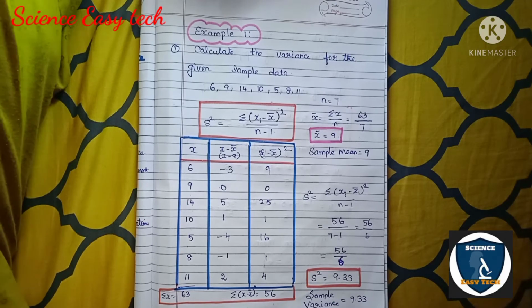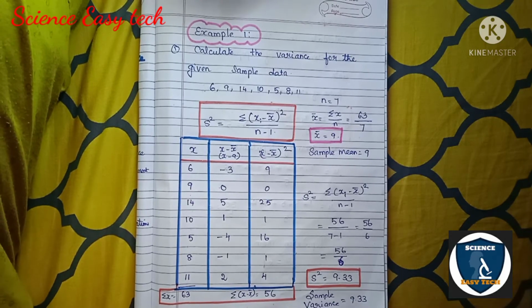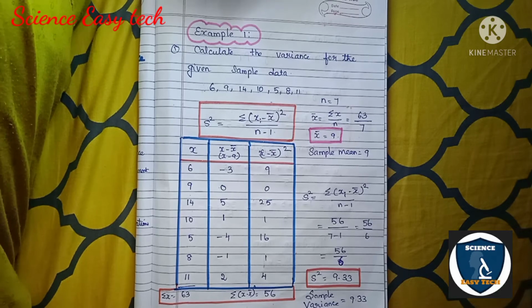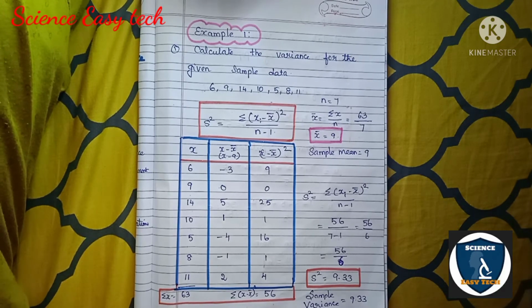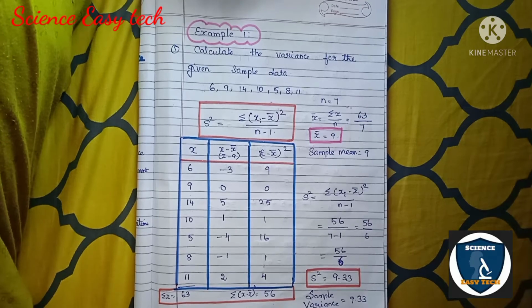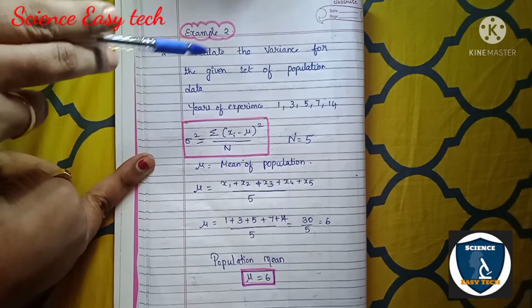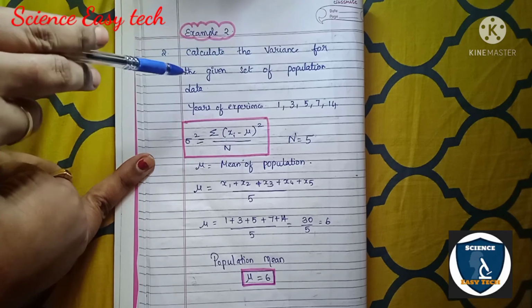So we have seen in this first example the variance for the sample data by using the formula s squared is equal to summation of (x minus x bar) whole squared divided by n minus 1. In my next example, I will be telling how to calculate the variance for the given population data. So let's see it.